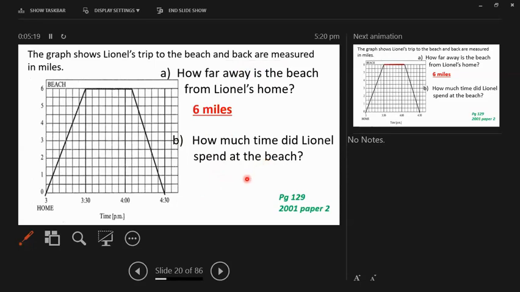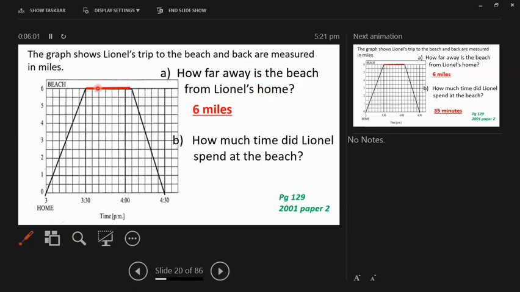How much time did Lionel spend at the beach? Now, before we ask that question, what do you think each one of these lines is worth? 6 miles? Okay, 6 miles is first. What do you think each one of these lines is worth? 5 minutes. How did you find 5 minutes? Explain to me how you found 5 minutes. Put it in the chat box. 1, 2, 3, 4, 5, 6. Good. So 6 minutes, right? At 5 minutes. So you're absolutely right.